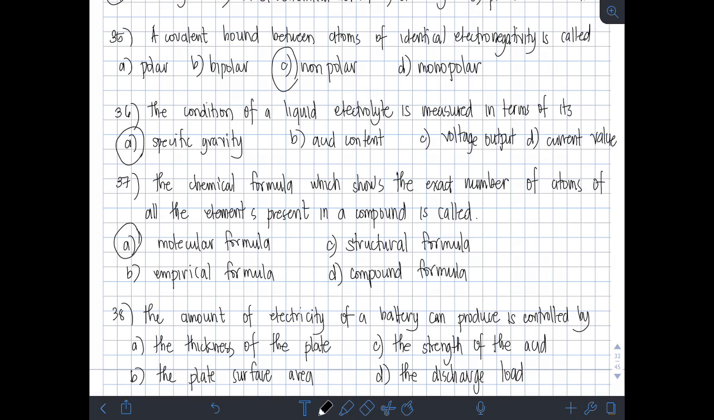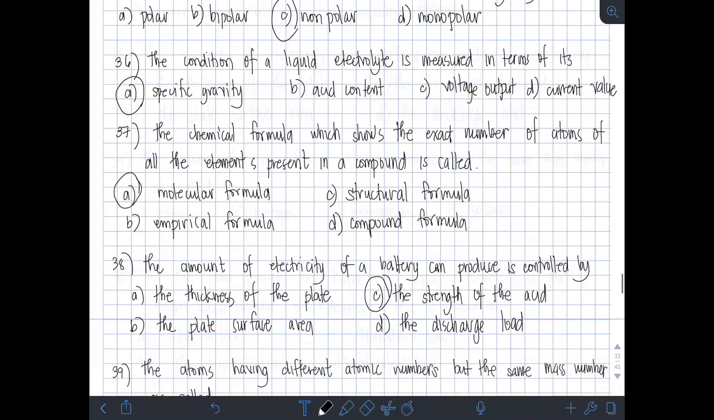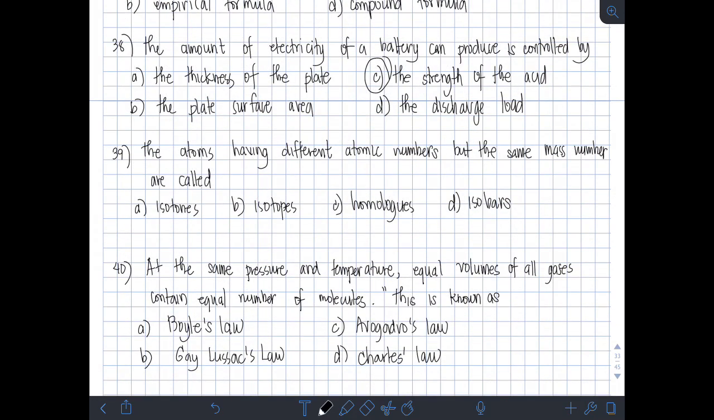Next, the amount of electricity of a battery can produce is controlled by A, the thickness of the plate, B, the plate surface area, C, the strength of the acid, D, the discharge load. So the correct answer here is letter C, the strength of the acid. Next, we have the atoms having different atomic numbers but the same mass number are called A, isotones, B, isotopes, C, homologues, D, isobars. The correct answer is letter D, isobars.